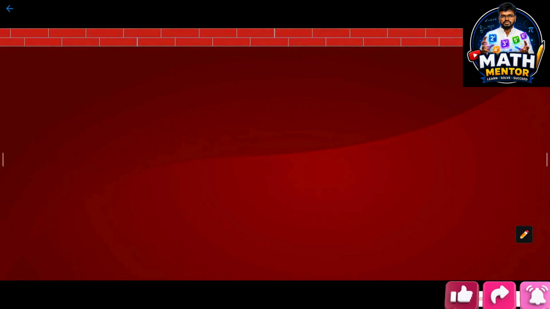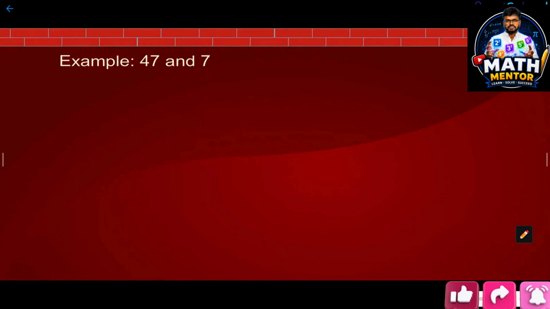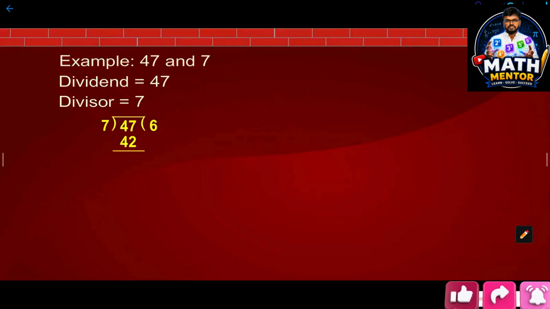Let us understand the Euclid's division lemma with the help of a simple example. Let us take two positive integers, 47 and 7. Let us divide 47 by 7. So 47 is the dividend and 7 is the divisor. On performing the division, we get 6 as the quotient and 5 as the remainder.